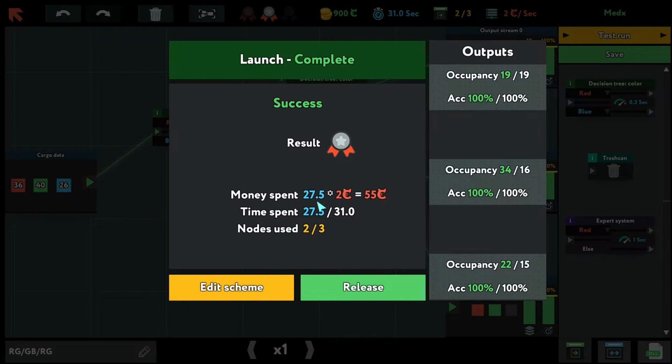Yeah, so we only spent 55 cat dollars. We spent 27.5 seconds. We only used 2 out of 3 nodes because I'm a genius. Yeah, I don't understand why. That seems to me the most efficient way to do it.